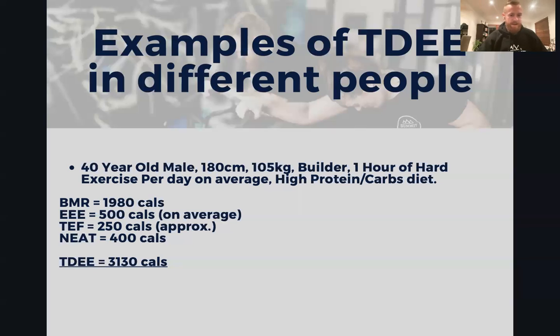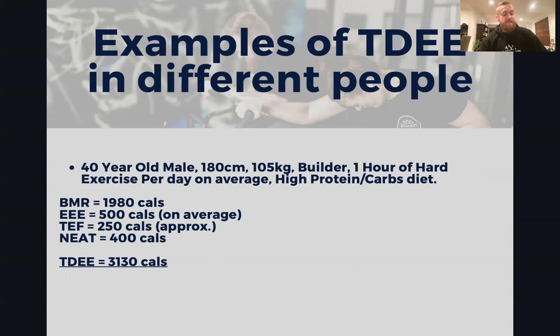So his BMR, again, let's add this one up. So his weight, 105 times 10, so 1,050. And then he's going to add his height, so 180 times 6.25, which is 1,125, minus his age times 5, so 40 times 5, which is 200, and then we're going to add 5. So 1,980 calories is his BMR.